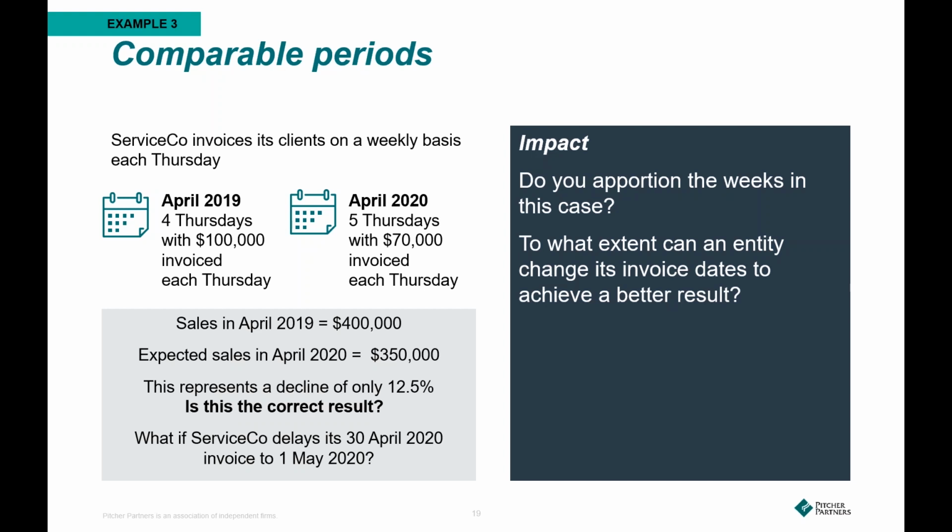So we then need to look at the options. What about if Service Co decided to delay its 30 April 2020 invoice to 1st of May so that it effectively only issued 4 lots of invoices in April 2020 and could then compare that to the 4 lots of invoices that were issued 1 year earlier?